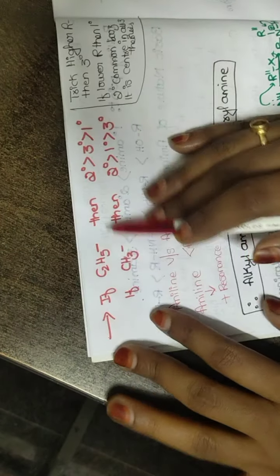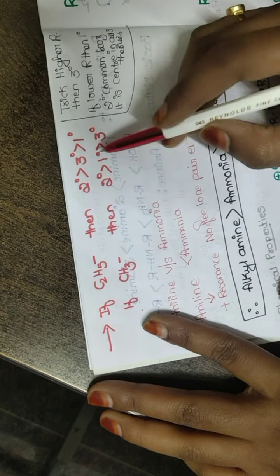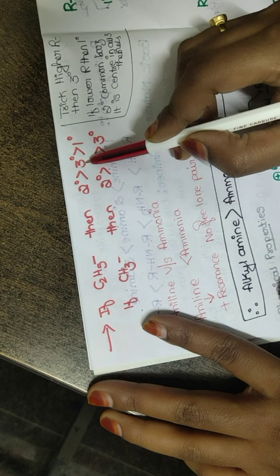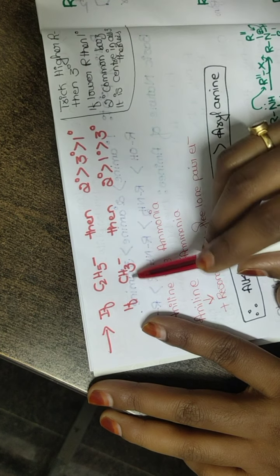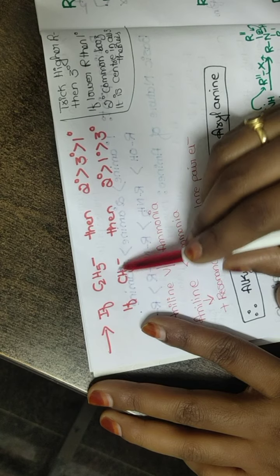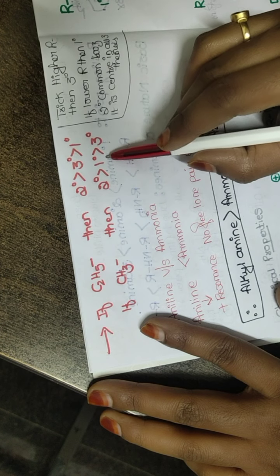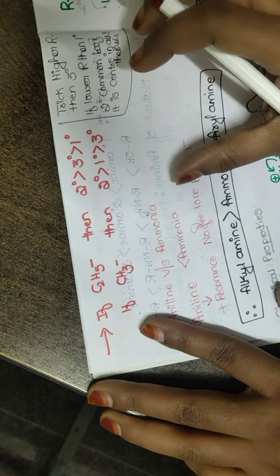On the other hand, if you have a higher alkyl group, then take tertiary as the second position. This is a trick to remember. And if you have a lower alkyl group, then take primary as the second position. So this is a trick to remember the order.